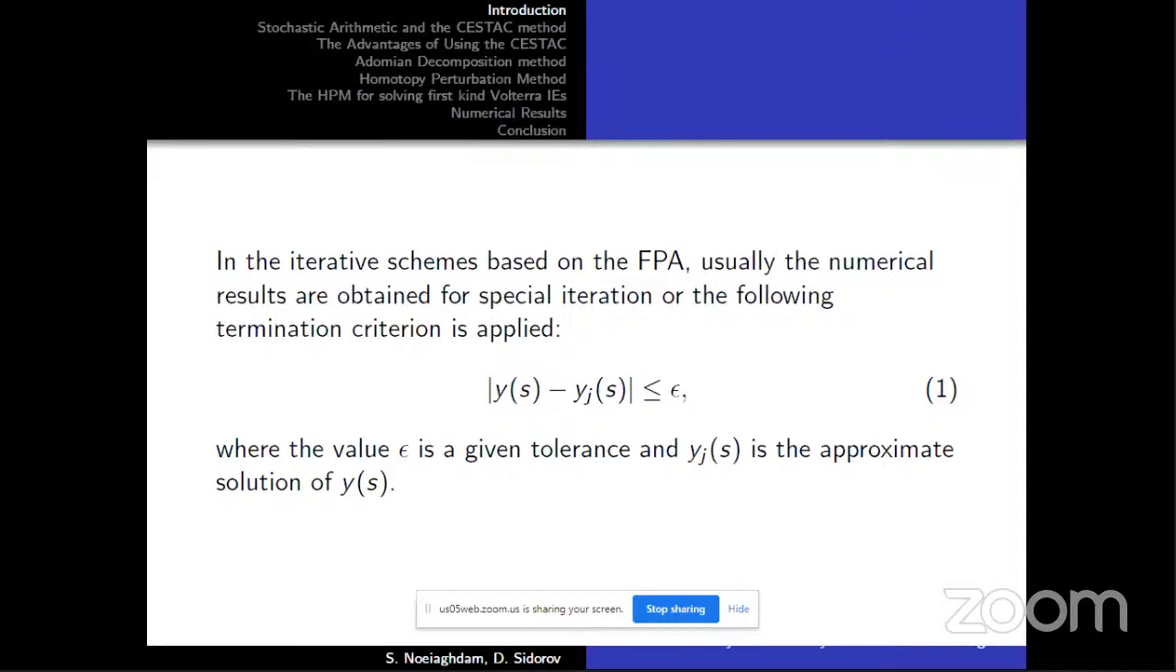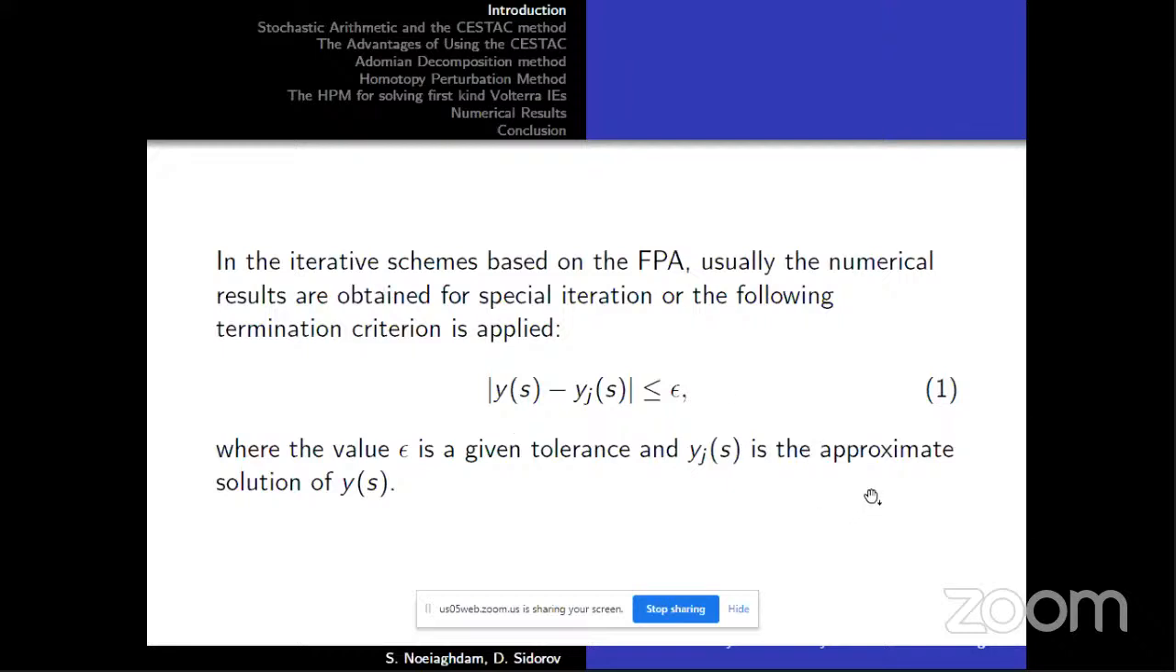So for small values of epsilon, for iterative methods, we will have many iterations without improving the accuracy. And for large values of epsilon, we will have only one or two or three iterations. It won't be enough for us because the accuracy won't be great. It won't be applicable.